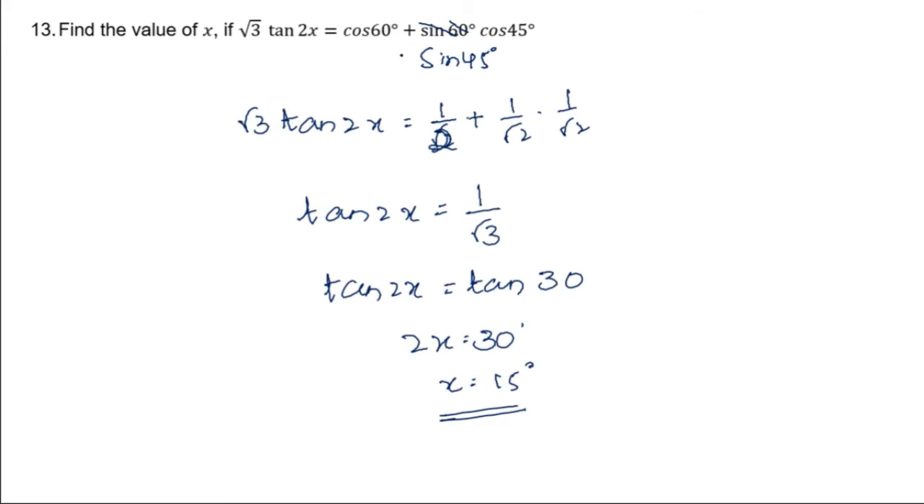So while taking the question, I had made a mistake. This is sin 45. You can correct it. It is sin 45 into cos 45.